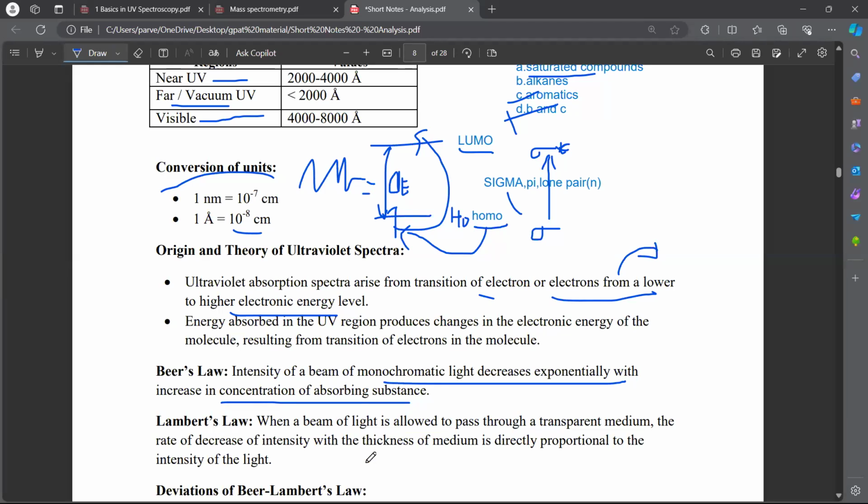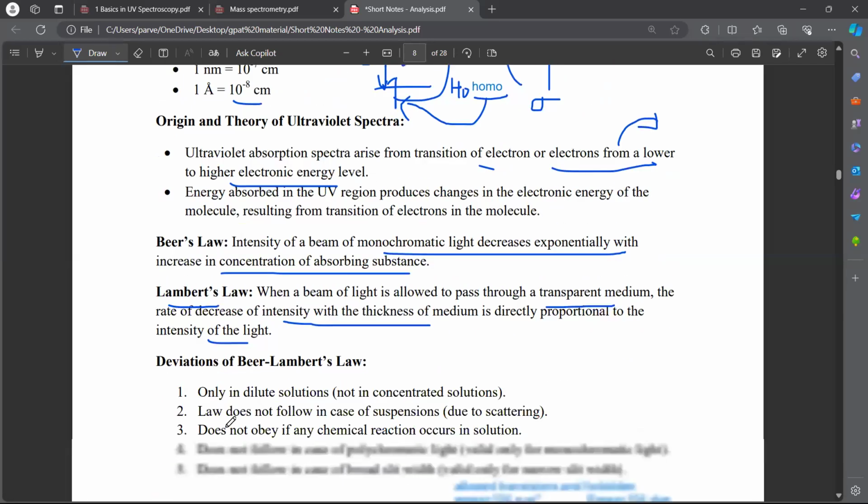Coming to Lambert's law, when a beam of light passes through a transparent medium, the rate of decrease in intensity with the thickness of the medium is directly proportional to the intensity of the light. So Lambert's law talks about the path length, and Beer's law talks about the concentration.